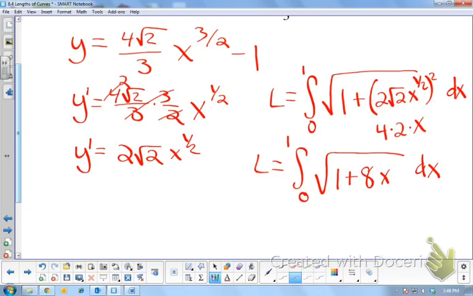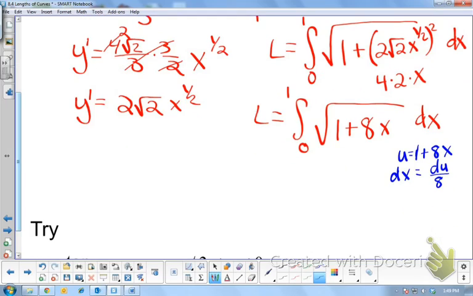So just to practice our u sub skills a little, since we're probably also a little rusty on that, what would I set as my inside? 1 plus 8x. What would dx equal? du divided by the derivative of that. So this one we could do by hand. We would get that 1/8 out front. We go from 0 to 1 of u to the 1/2 du.